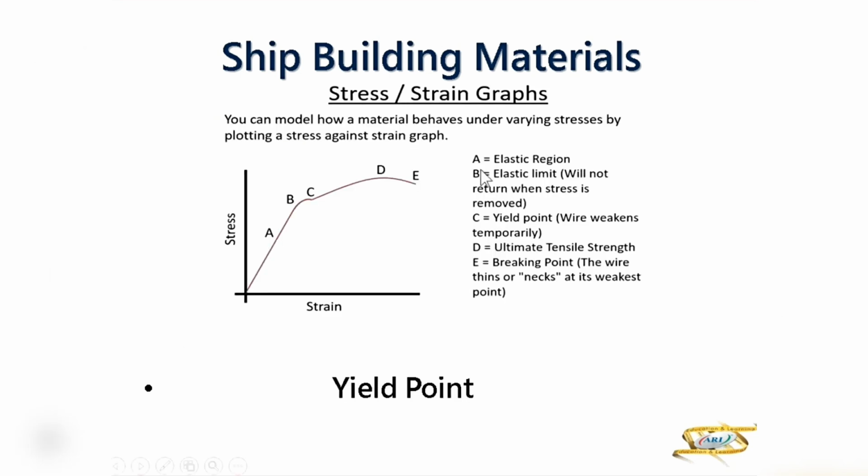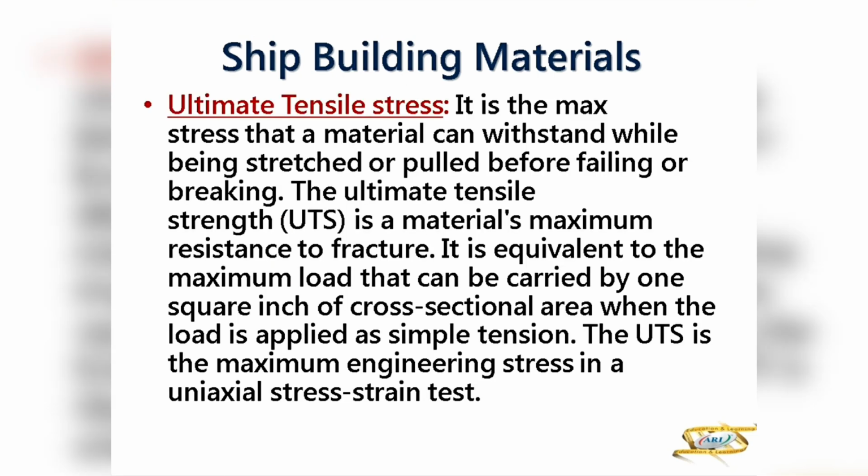So here you have A, which is the elastic region, B is the elastic limit, C is the yield point, D is the UTS, and E is the breaking point. Now we come to the next point, which is UTS. It's the maximum stress that the material can withstand while being stretched or pulled before it fails or breaks. So the definition is: the maximum resistance to fracture of a material is UTS. The equivalent is the maximum load that can be carried per square inch of cross-sectional area when a load is applied as simple tension. Or it can also be defined from the uniaxial stress strain test, so that maximum engineering stress.